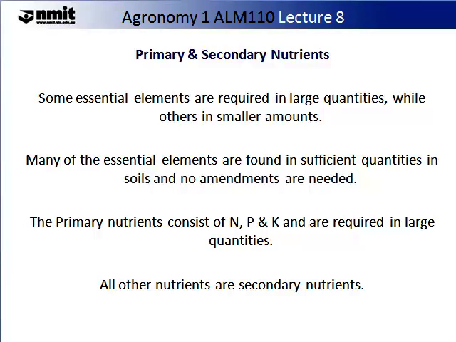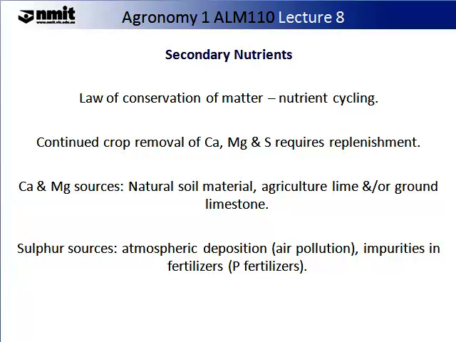The primary nutrients is another form of classification. The primary nutrients consist of nitrogen, potassium, and phosphorus, and are required in large quantities. All other nutrients are called secondary nutrients. This classification is based on how much of the nutrient you have to add to the soil. The ability of soils to supply secondary nutrients to plants indefinitely is subject of the law of conservation of matter, and this is therefore dependent upon nutrient cycling.